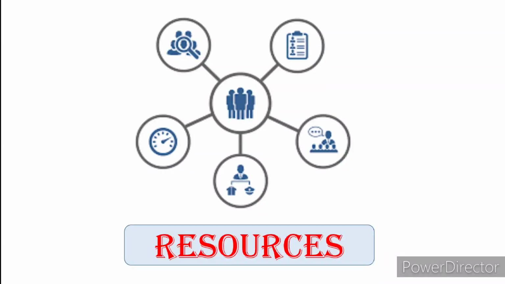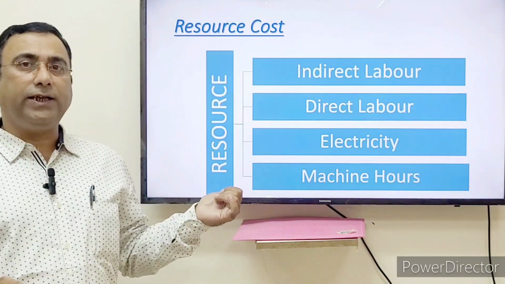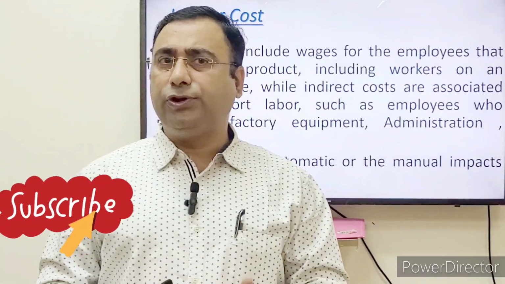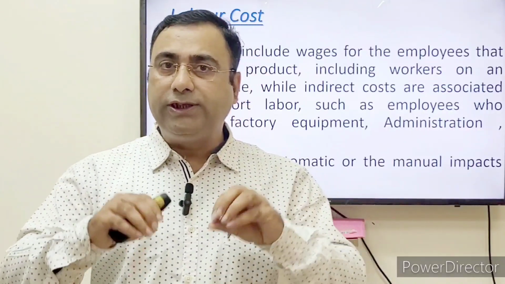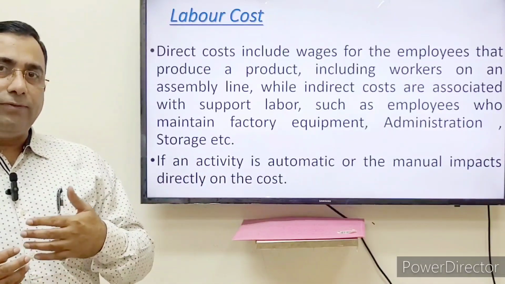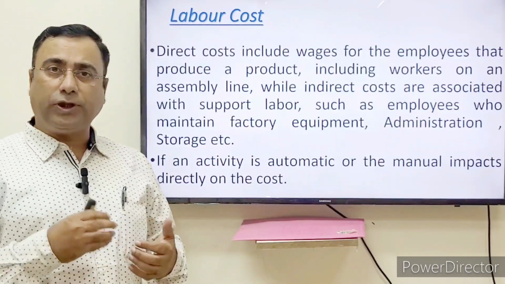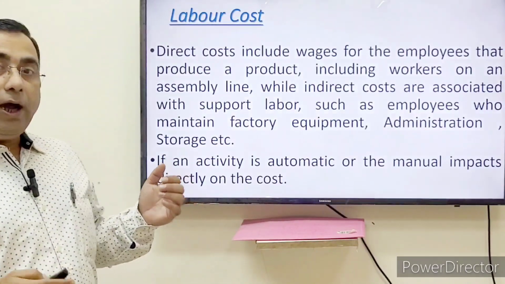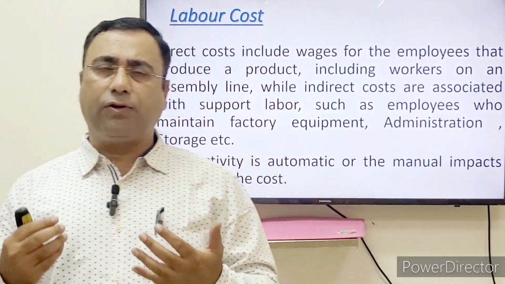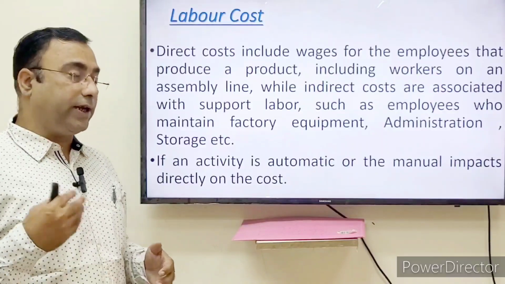The third one is resources. Resources have four elements: indirect labor, direct labor, electricity, and machine hours. Here, indirect labor means anyone associated with your production line other than the person directly involved on the line. Similarly, direct labor means the person who is involved during the production in your line. These people have importance in checking the quality of your product. And all others like the maintenance team, quality team, admin, PR, whoever is extra, other than the person involved in the line, is calculated as indirect cost.